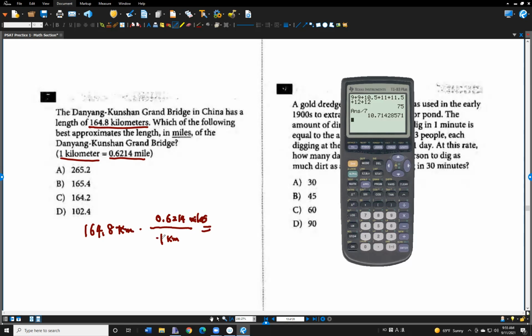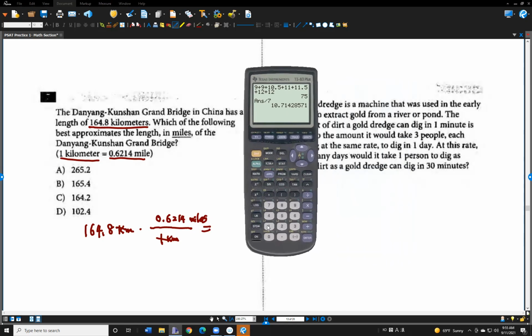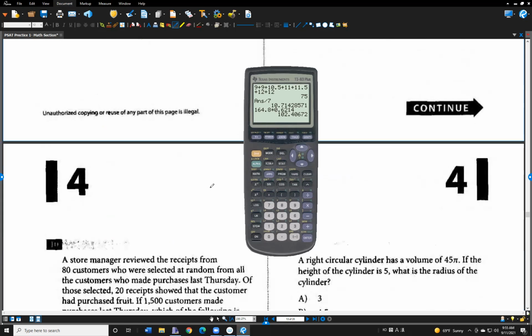So you multiply these two numbers: 164.8 times 0.6214. How much is that? About 102 miles. Okay, that is number 7.